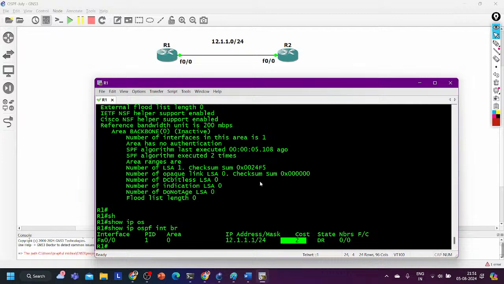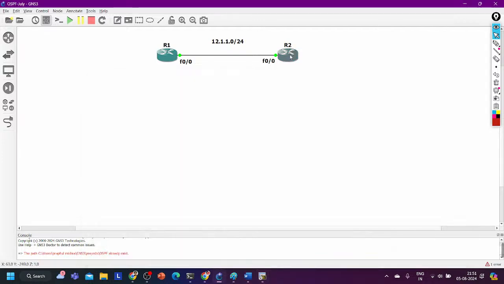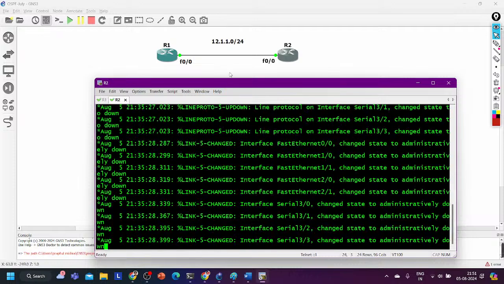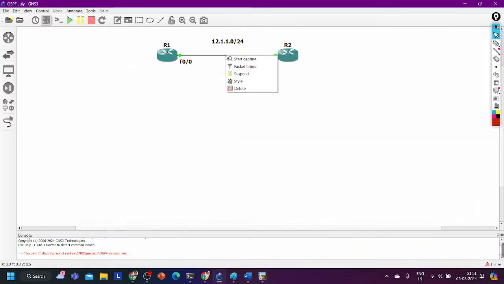Got it? Now let me configure OSPF on router number 2. And before that, let me do one thing. Let me capture this link also.